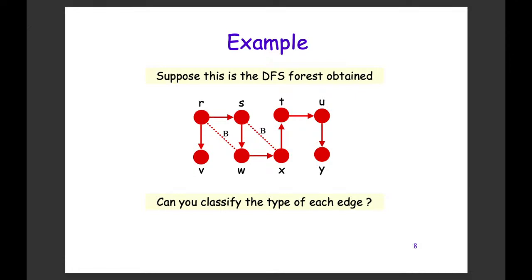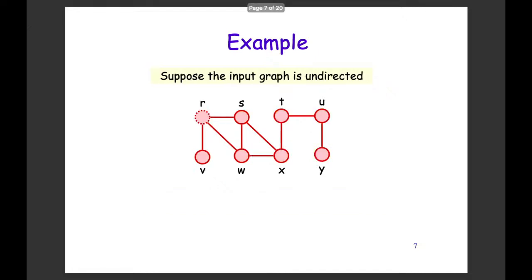So let me recap. In a directed graph, all edges are possible, but in an undirected graph, you just have two types, either tree edges or back edges.